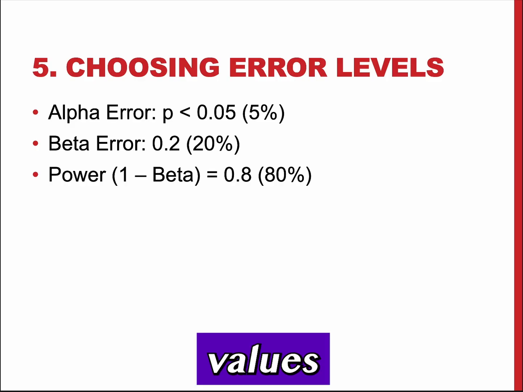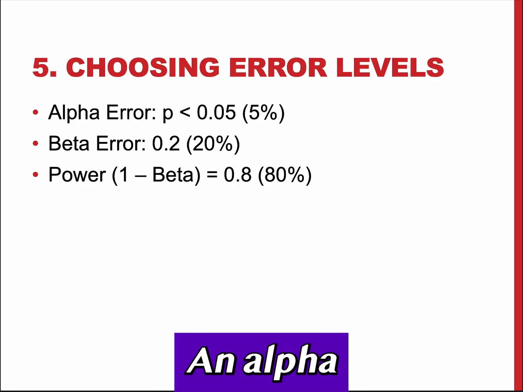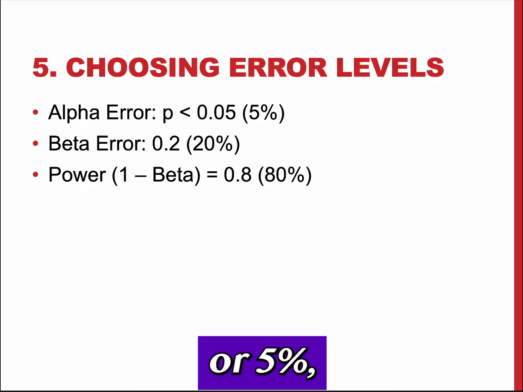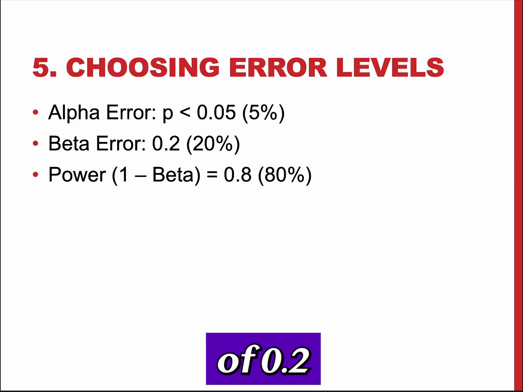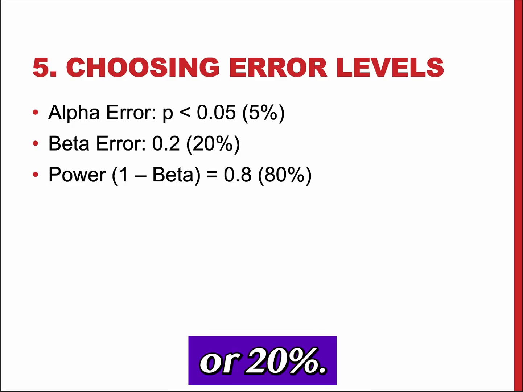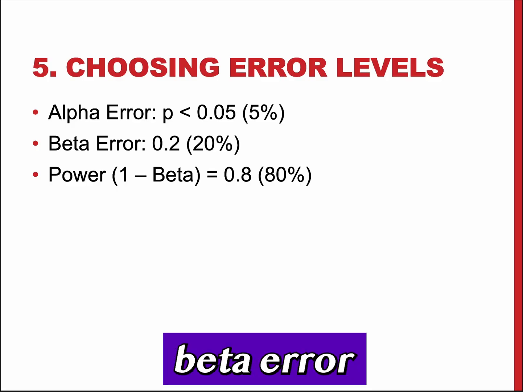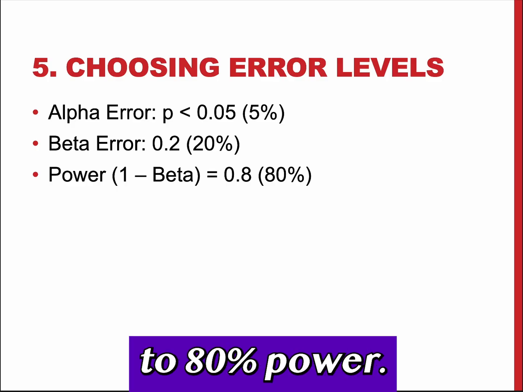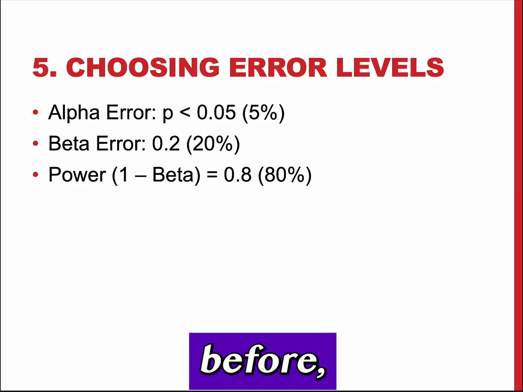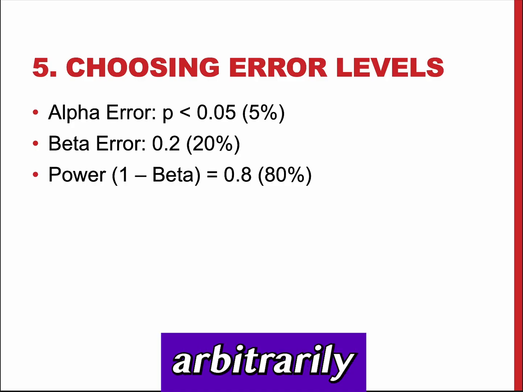These are the typical values used in most studies: an alpha error of 0.05 or 5% and a beta error of 0.2 or 20%. Since power is 1 minus the beta error, a 20% beta error corresponds to 80% power. As I've indicated before, these have been somewhat arbitrarily chosen.